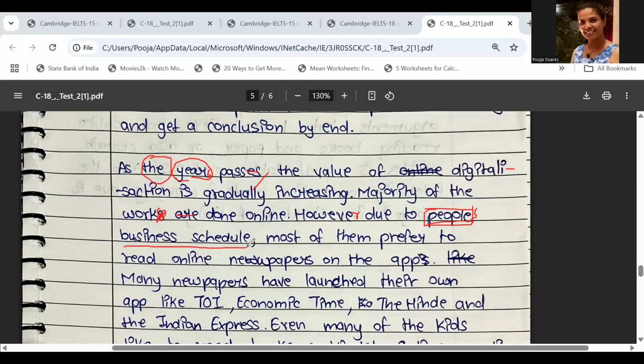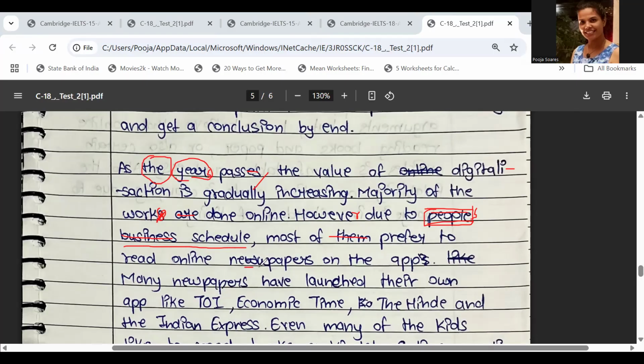Business, everybody is into business. Are we referring to business like an organization where you're making money out of it? Or is it their schedule? You can say personal schedule. Don't say people's schedule; you should say due to busy schedules, most of the readers, users, viewers, depending on us. Since this is a newspaper, we should use readers. Prefer to read online newspapers.